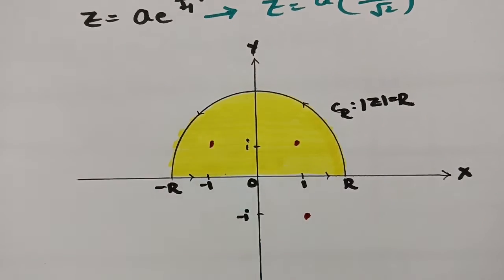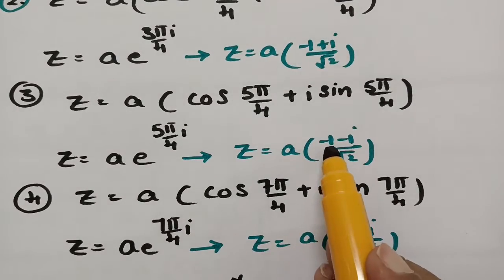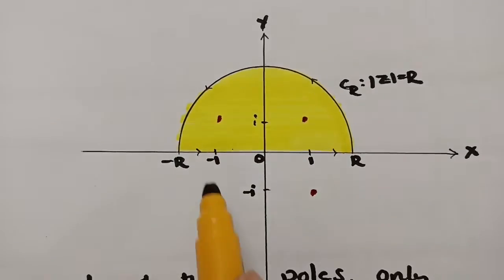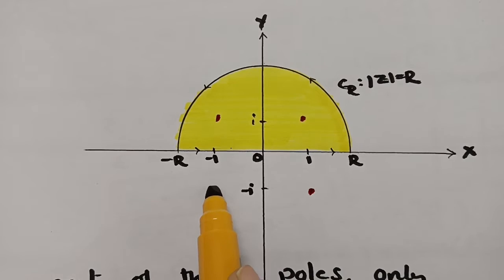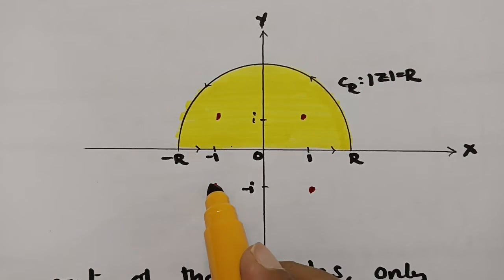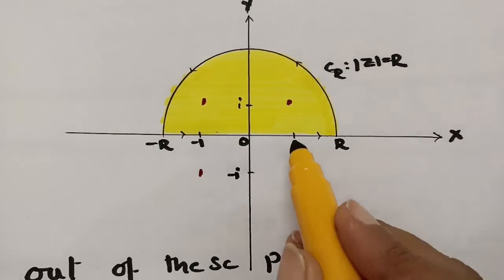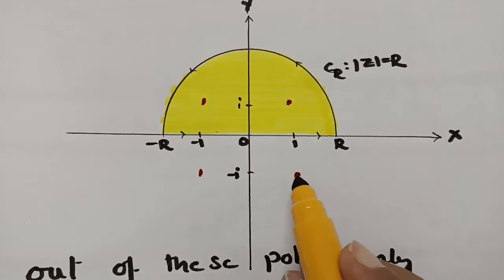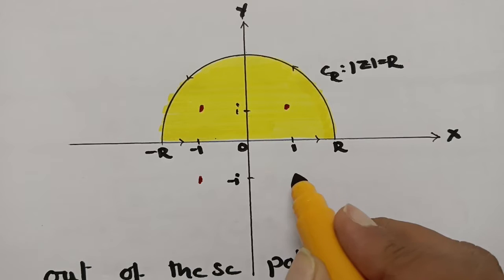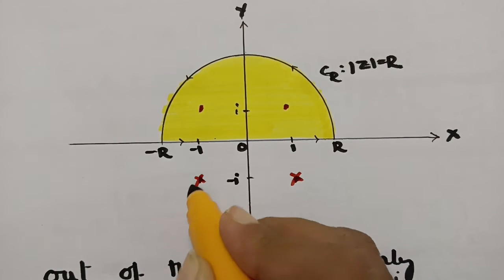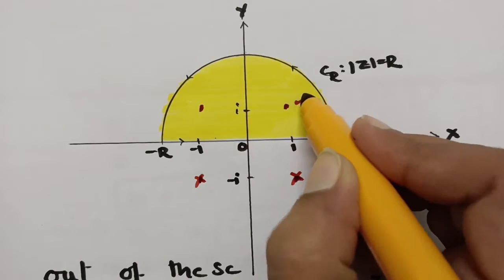The second pole is this one. And the third pole is minus 1 minus i. Check here, minus 1 and this is minus 1. So this is the third pole. And this one is 1 minus i. So the 1 is here and minus i is here. See? So these two are outside and these two are inside poles.